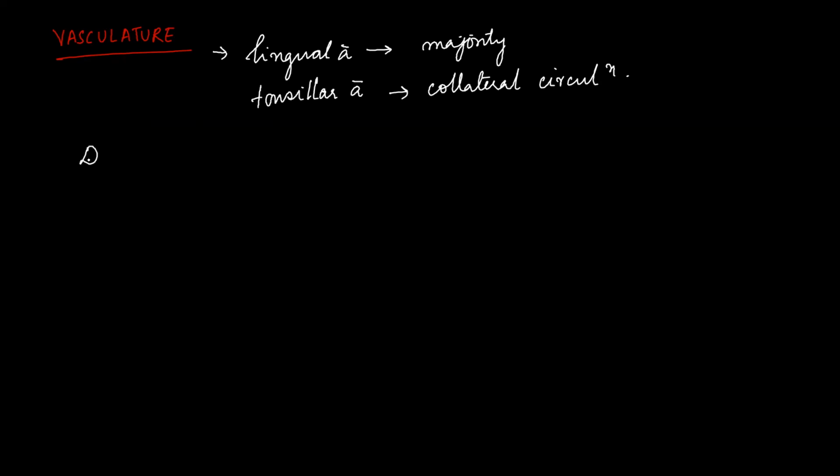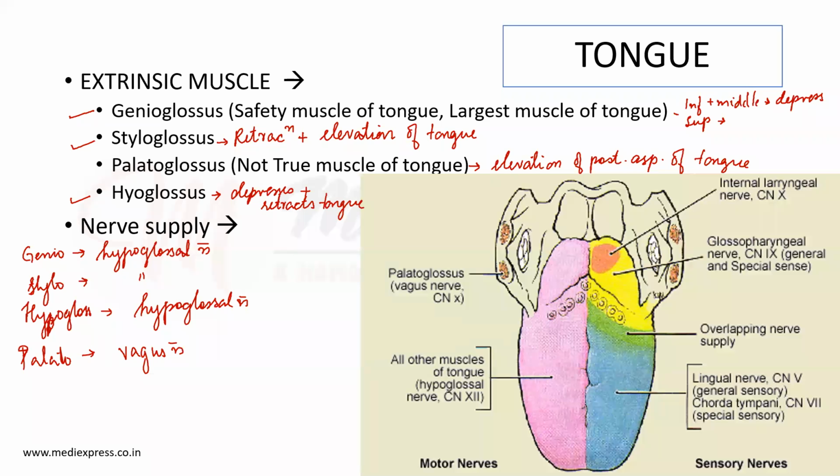And remember, drainage is by the lingual vein. This is something which you need to remember in case of the tongue. The vasculature is by the lingual artery and tonsillar artery. Majority is by the lingual artery. The tonsillar artery helps in collateral circulation. And the drainage is by the lingual vein. This is something which you need to remember about the tongue.